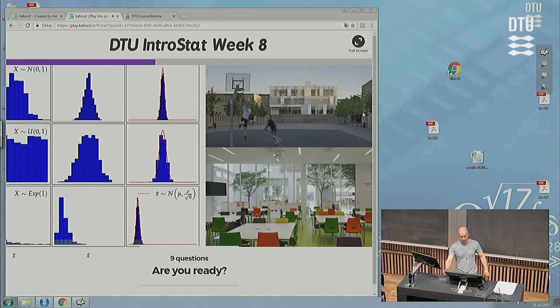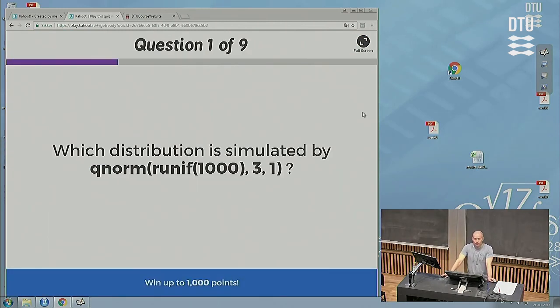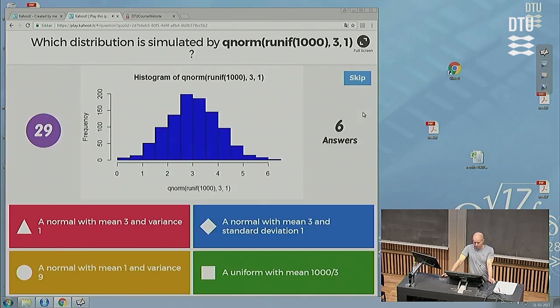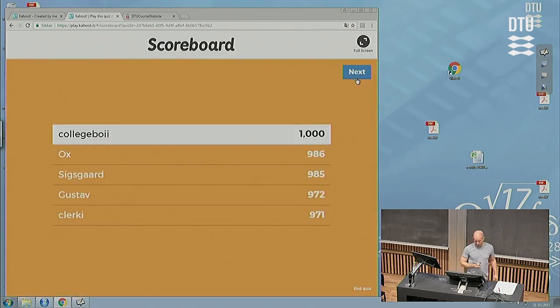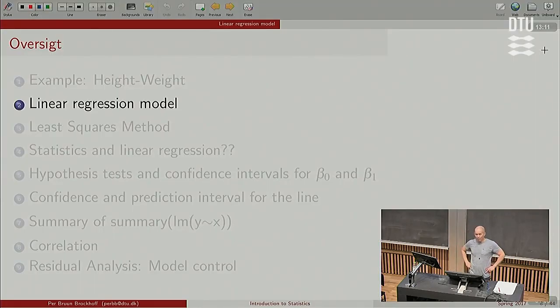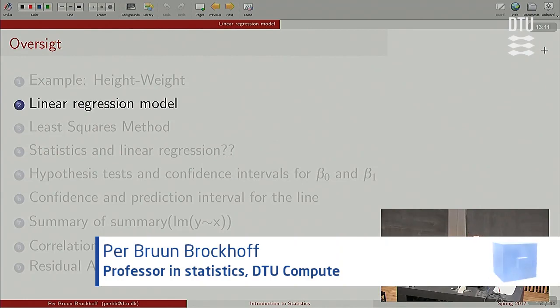Let's start. 9 questions. Too bad of a start. This was a recap of last time, and since you did well, let's move on quite rapidly. Not sure I'm going to pronounce that name, but anyway, good job. Maybe a lucky job, but anyway, we'll see about that. Linear regression model.